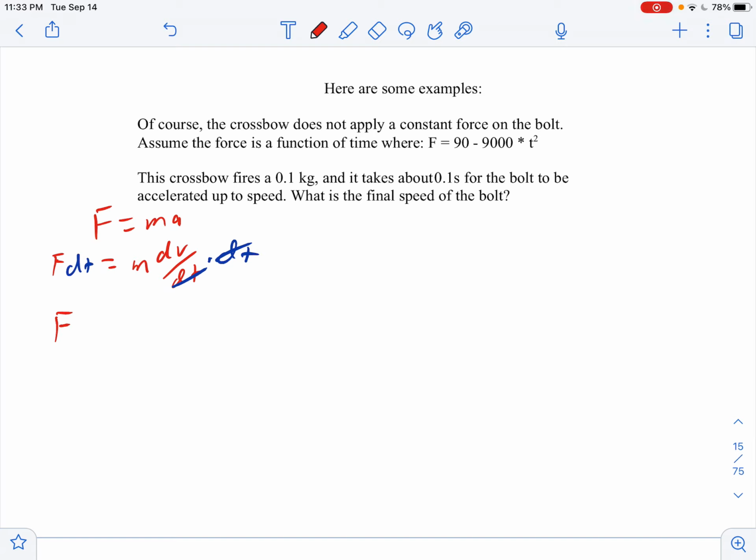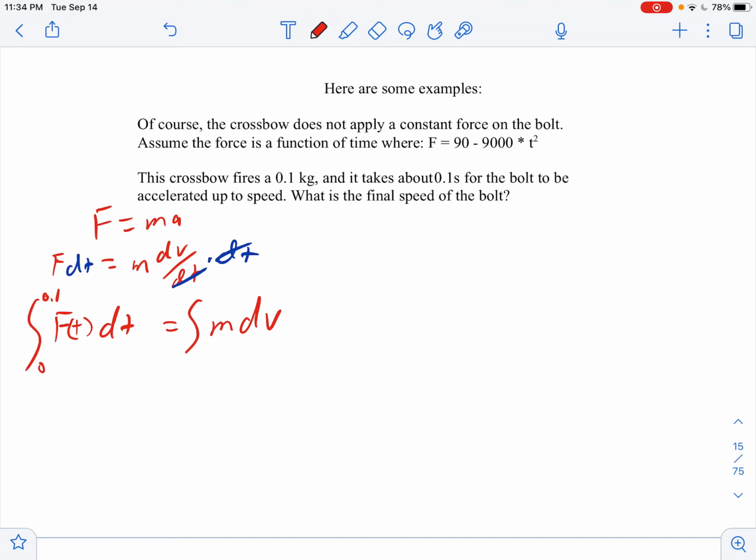This force varies with time, so I'm going to write that as F of t, just as a reminder to myself that force is a function of time. F of t dt is equal to mass dv. So I've got those little d operators on each side, which says, time to integrate. It says the crossbow fires the 0.1 kilogram bolt. It takes about 0.1 seconds. So in terms of my force, that means definite integral, from time 0 to time 0.1 seconds is the interval over which I'm going to integrate the force function.